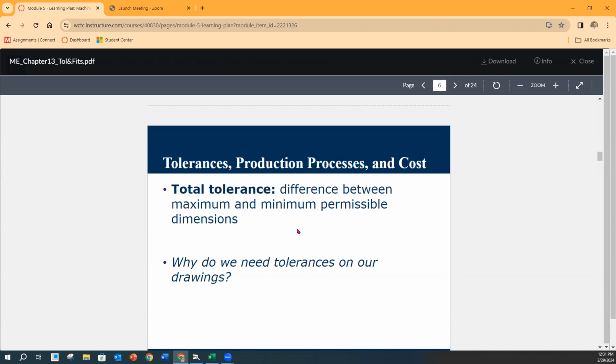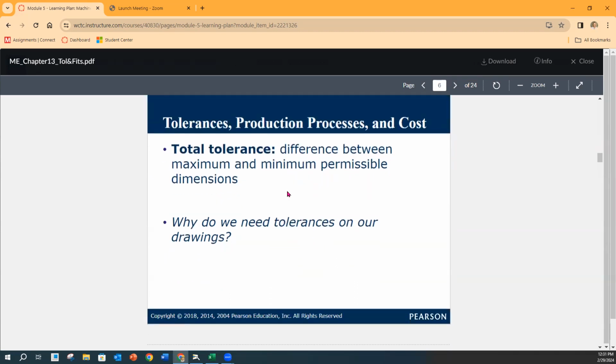Why do we need to tolerance drawings? Why do we even put tolerances on things? Why can't we just give it a number and that's it? Tell me why, if you want to put it in the chat or if you want to verbally do it, you're good. So why do we need tolerances?